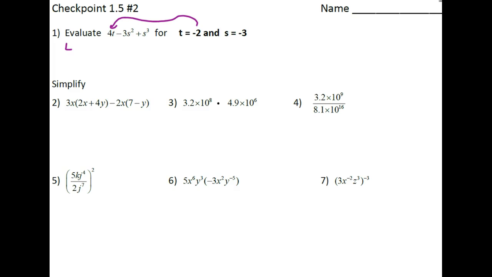So here we got 4 times t, which is -2. All right, minus 3 times s is -3. That's going to be squared. So -3 squared. Okay, there is a little bit of a trick here. If you do this in a calculator and you put -3 squared in your calculator and you don't put it in parentheses, it's probably going to give you a -9. But what you really want is -3 times -3, which is +9. So be careful on putting that stuff in the calculator.